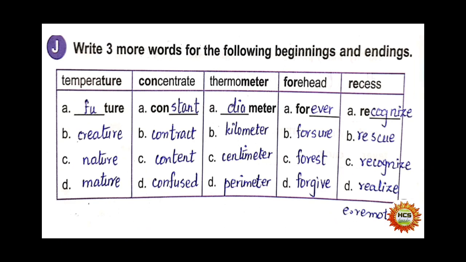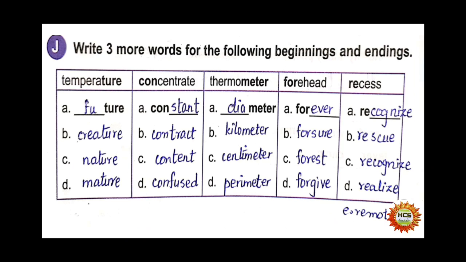Now coming towards exercise J, write 3 more words from the following beginnings and endings. You can see that there are 5 columns. In each column, there are some words in which the beginning and the ending has been highlighted. So we have to make 3 more words from these beginnings. For example, temperature. We have to make 3 more words from the ending of TURE. So, I have solved it for you. Start writing it in your book. Future, creature, nature and mature.